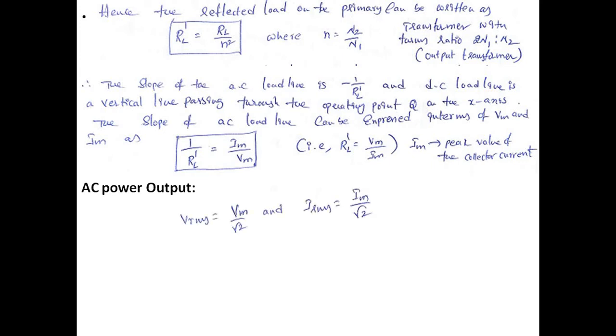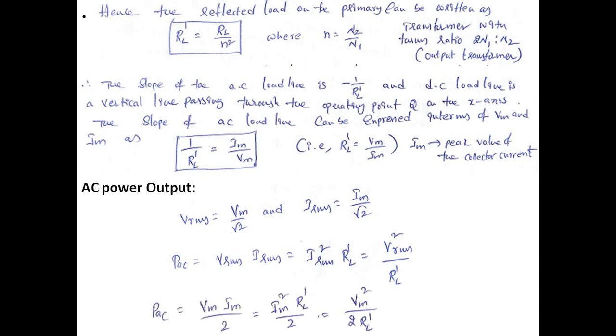Let us move on to the AC power output. The AC power output we always try to measure in RMS. Vrms is equal to Vm by root 2 and Irms is equal to Im by root 2. And PAC is equal to V into I, Vrms into Irms, which is equal to Irms square into RL dash, which is equal to Vrms square by RL dash. These are the three different formulas you can use for the calculation of PAC.